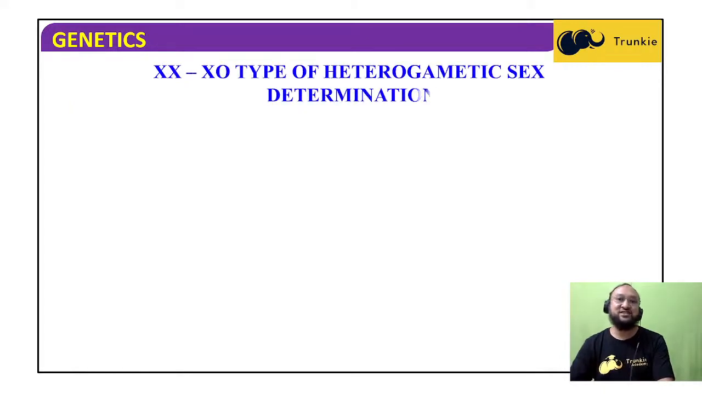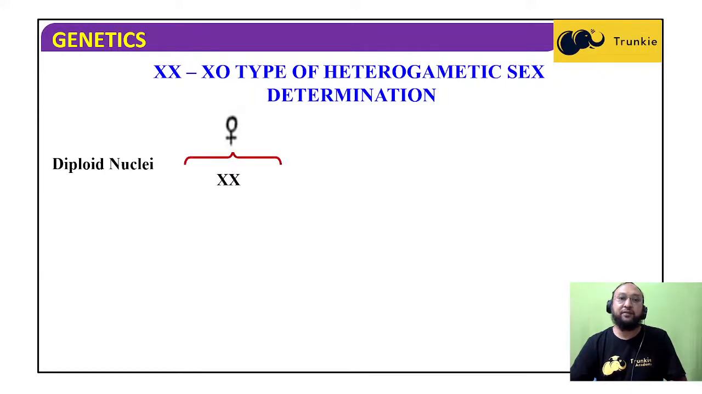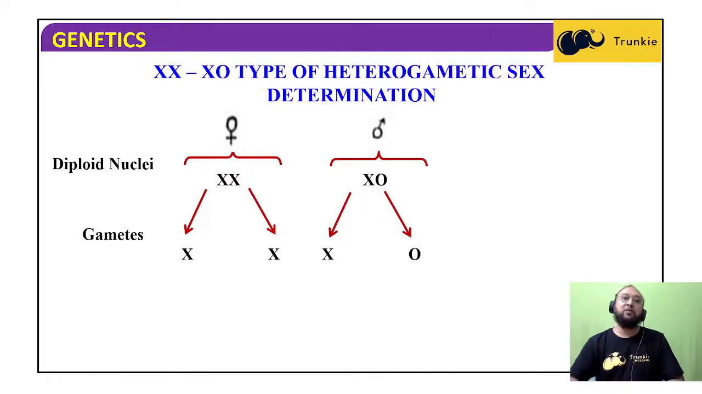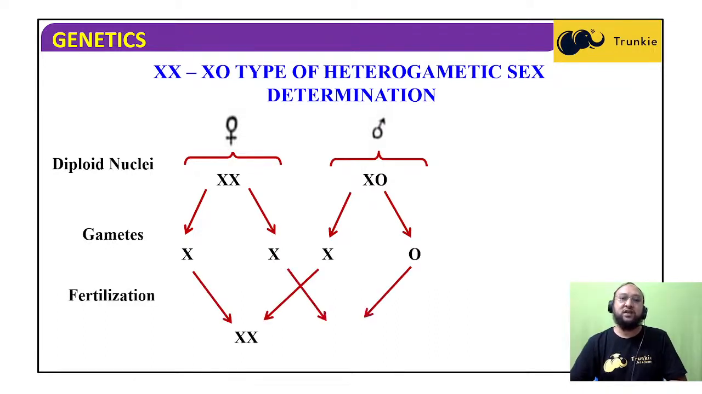In X0 type of heterogametic sex determination, the diploid nuclei are XX, and the female will produce X gametes. Only the female is homogametic, and the males also produce gametes with the X chromosome, while the other 50% will have no sex chromosome. During fertilization, if the combination is XX, then it will be female, and if it is X0, then it will be male.